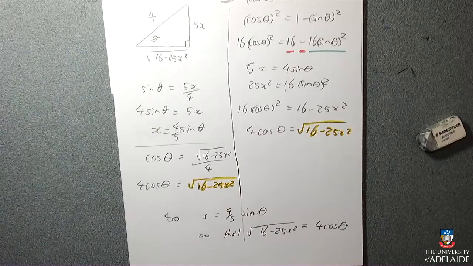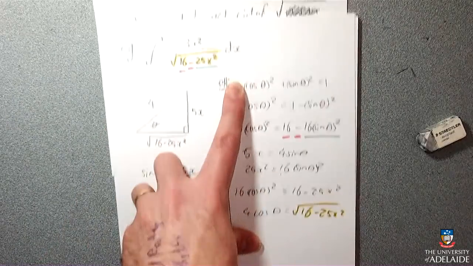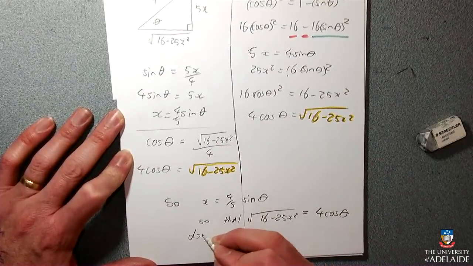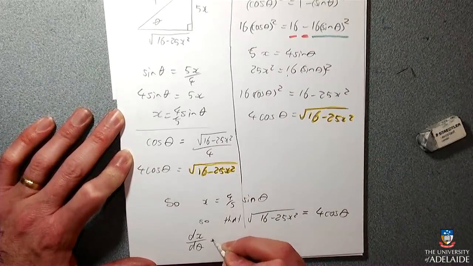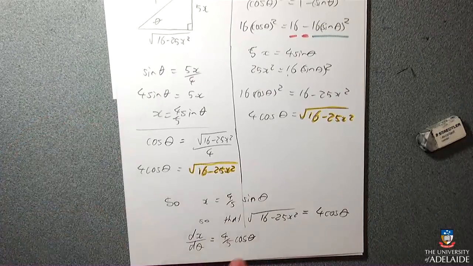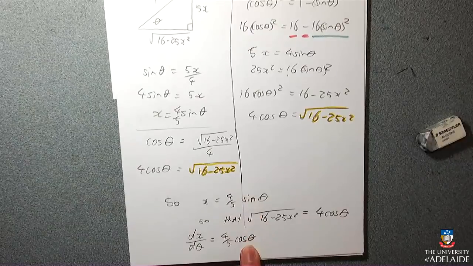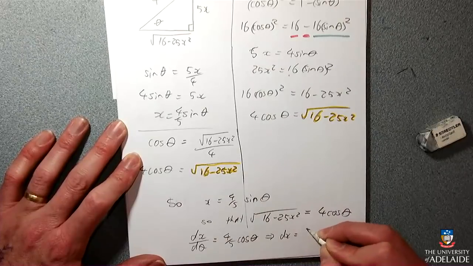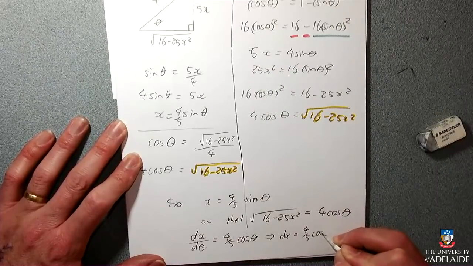But we also want to get rid of the dx. So dx on d theta is 4/5 of cos theta, because the number will stay there and I'll differentiate sine to get the cos theta. And so that means that dx all by itself is 4/5 of cos theta d theta.